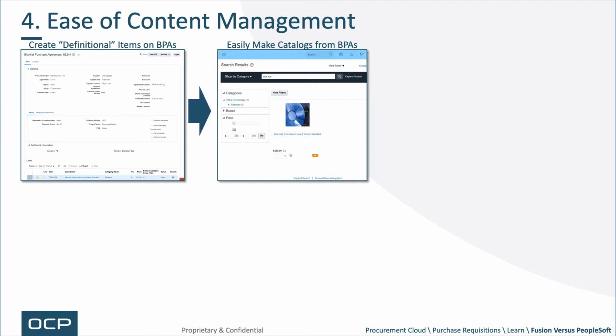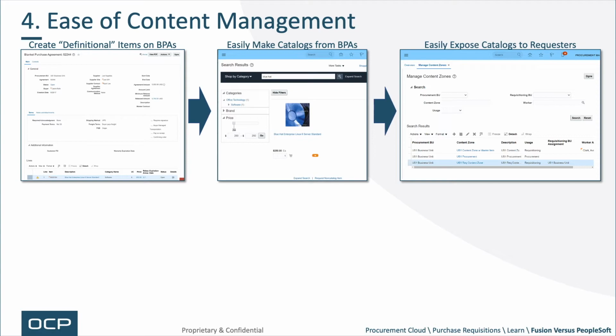Then the ease with which you can make the lines on the BPAs, definitional items, if you will, into catalogs. In fact, you can set it up so every time you add one, it automatically becomes a catalog and shows up in a self-service item search. And then obviously the ease with which you can expose catalogs to those requesters.